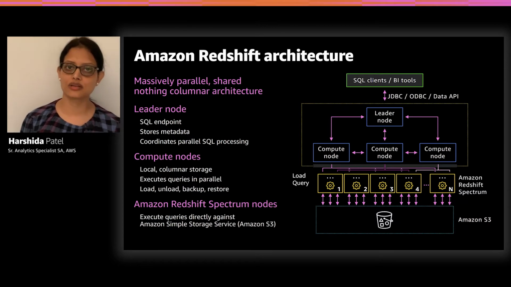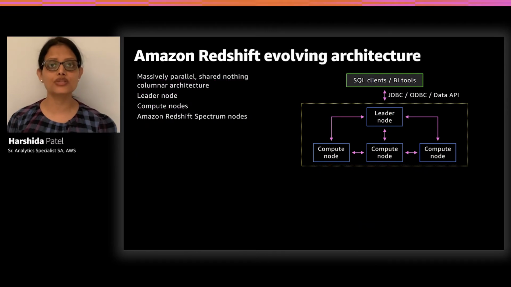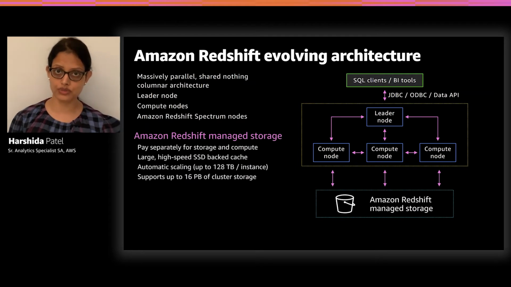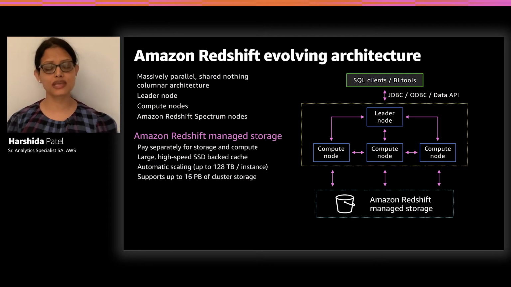And this architecture has evolved with the introduction of RA3 instance type with Redshift Managed Storage, which allows you separation of compute and storage. So you can scale and size your Redshift cluster based on your compute needs for your workload, and you only pay for the storage that you consume. Redshift Managed Storage comprises of local SSD cache and Redshift Managed S3.